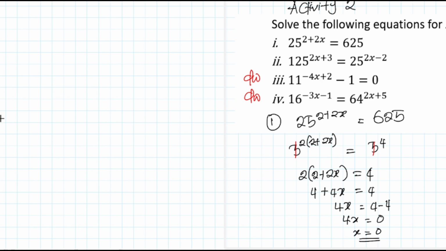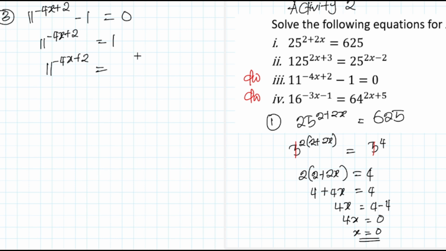Welcome back. Now let's check if your answer is correct. Number 3: 11 raised to power minus 4x plus 2 minus 1 equals 0. So you can collect like terms, take minus 1 to the other side. Minus 4x plus 2 equals 1. You know that anything raised to power 0 is 1. We have base 11 on the left, so it will make sense to say the right is equal to 11 raised to power 0 so that we can solve the equation.